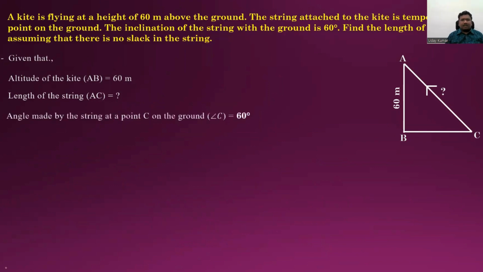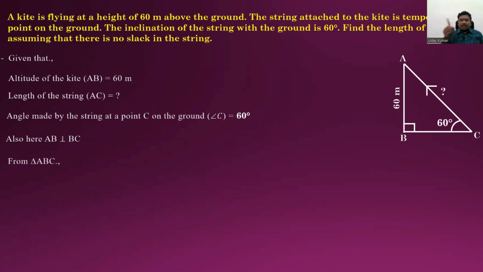I join. Now, angle made by the string at point C on the ground. How much angle is that string making? They gave it very clearly in the question. It is 60 degrees. Also here, AB and BC are perpendicular to each other. Always, they need not mention. We have to write AB perpendicular to BC.